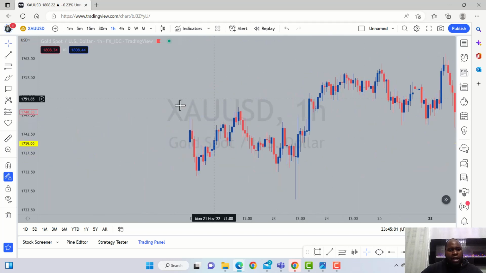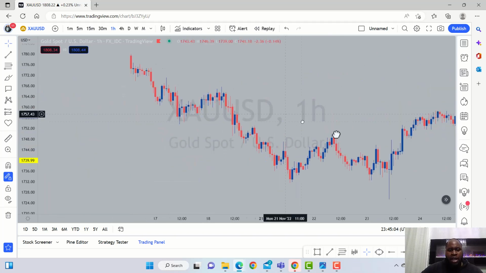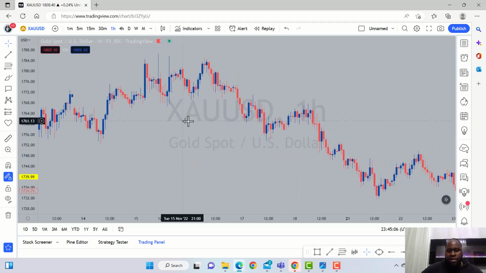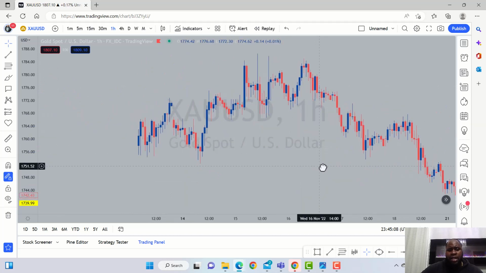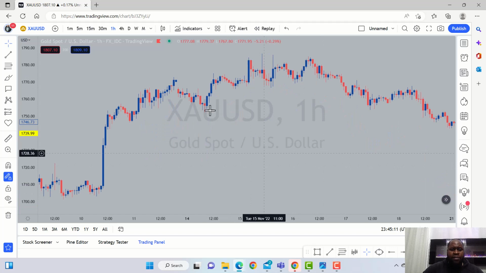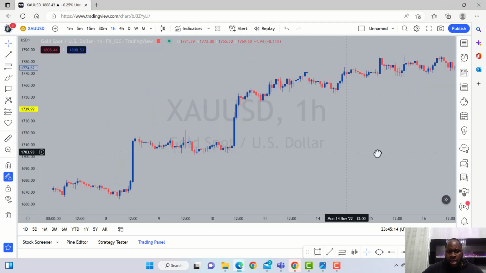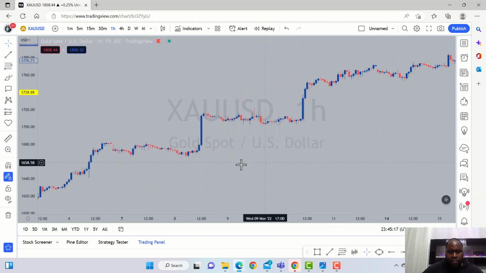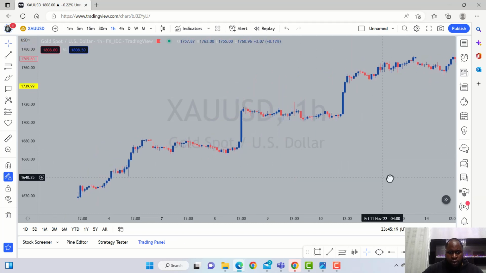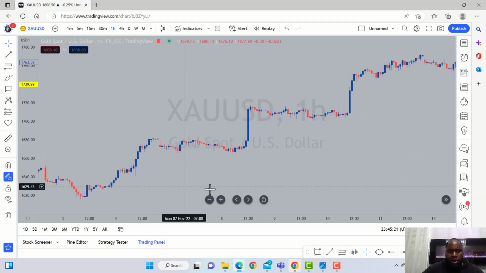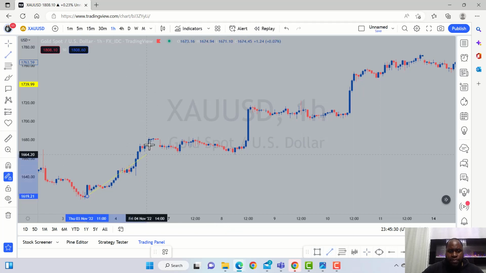You're always going to have impulsive moves, always going to have corrective moves, always going to have continuations. And you also have consolidations as well. You find that in every time frame. Okay, so let's start in this area over here. All right, so the market started down here with an impulsive move to the upside. Impulsive move to the upside.